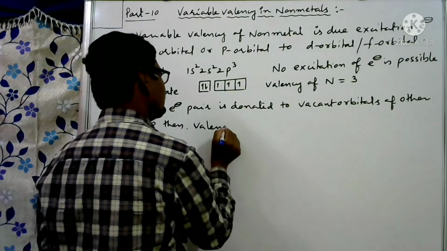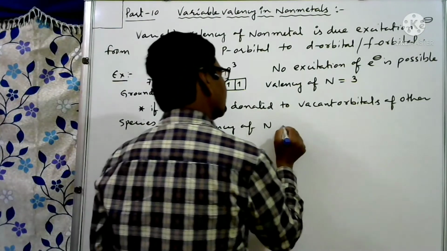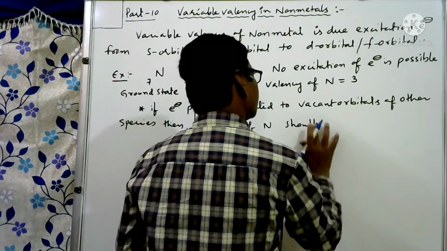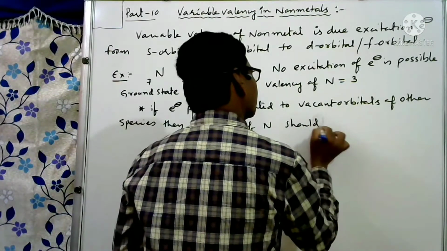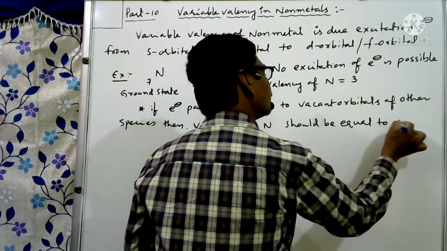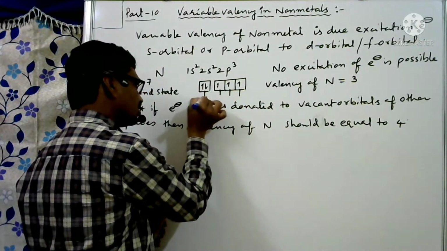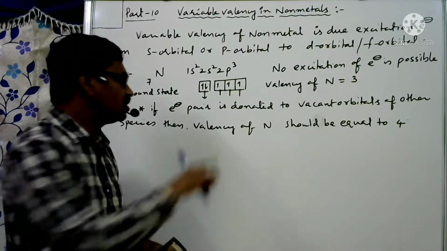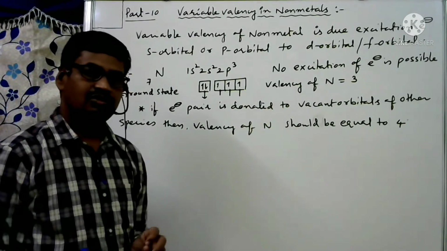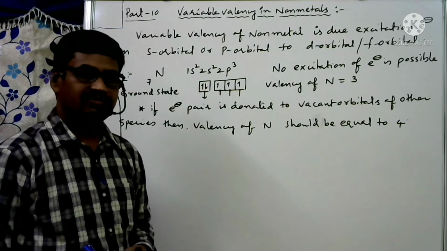Then the valency of nitrogen is equal to how much? 4. With respect to these 1, 2, 3, and by donating this electron pair, it is a coordinate covalent bond. These three are direct covalent bonds. So in this way we can expect 4 also for nitrogen, not directly, and not due to excitation of electrons.